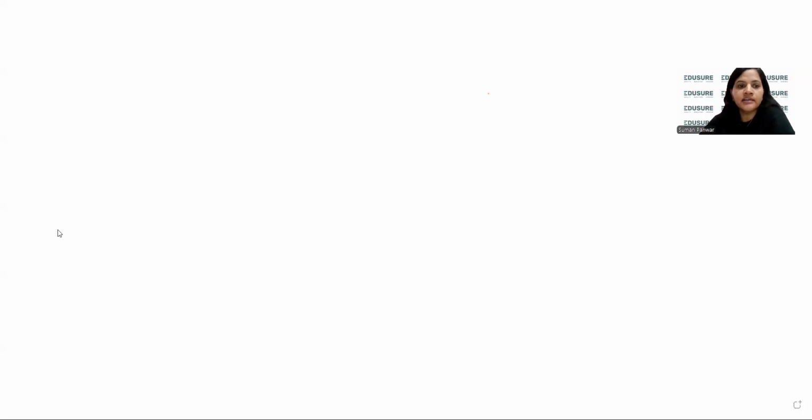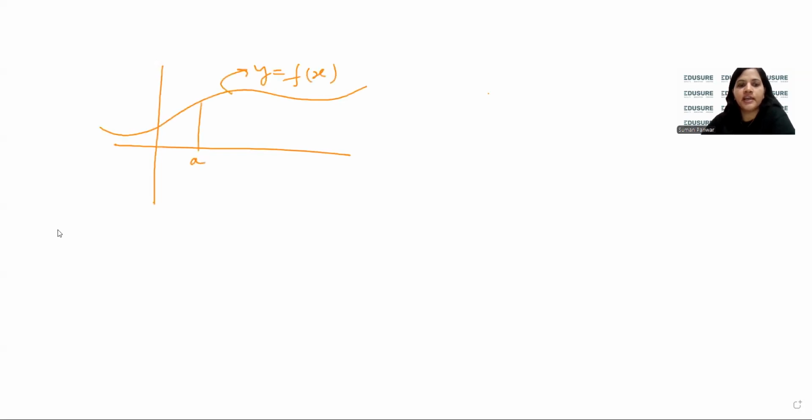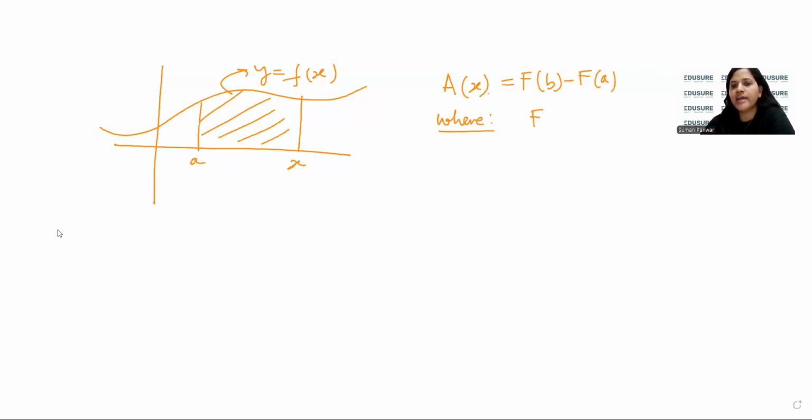While discussing areas under curve y equals f(x), we had a curve and we discussed the area function, which was the area under this curve from a to x. So we came to know that this was F(b) minus F(a), where F dash x is f of x. Okay. So basically what is happening is this.